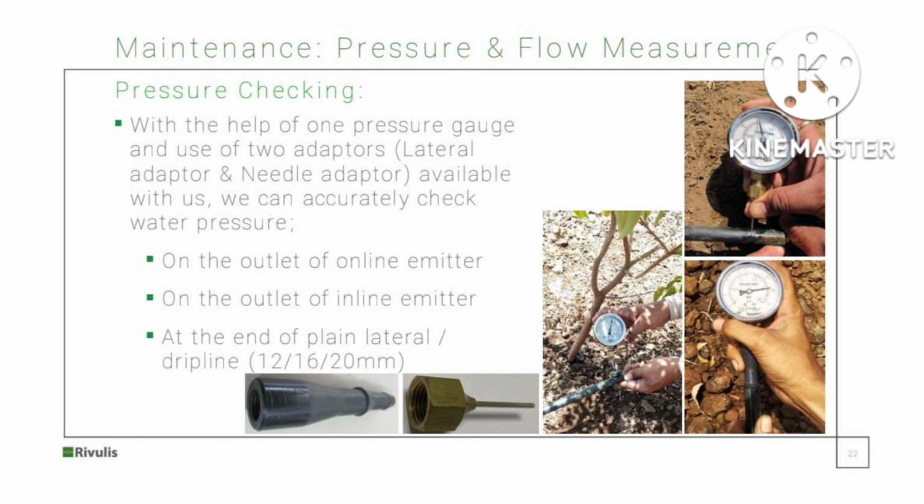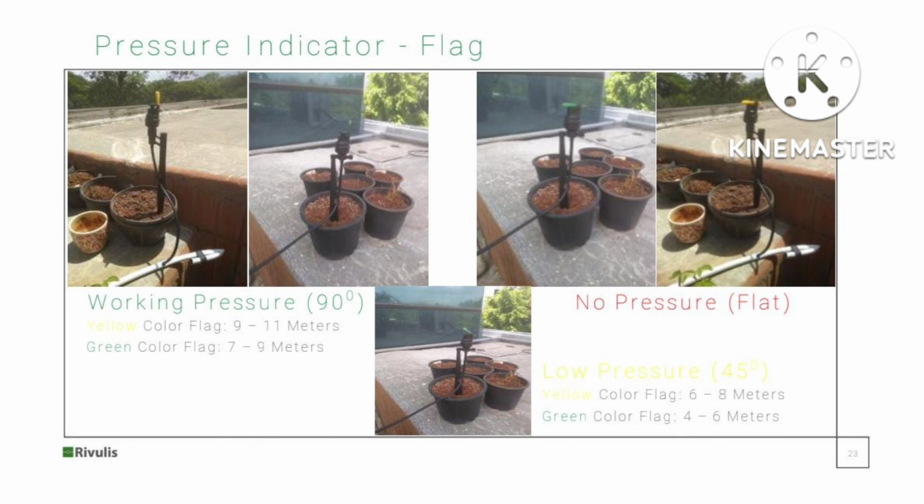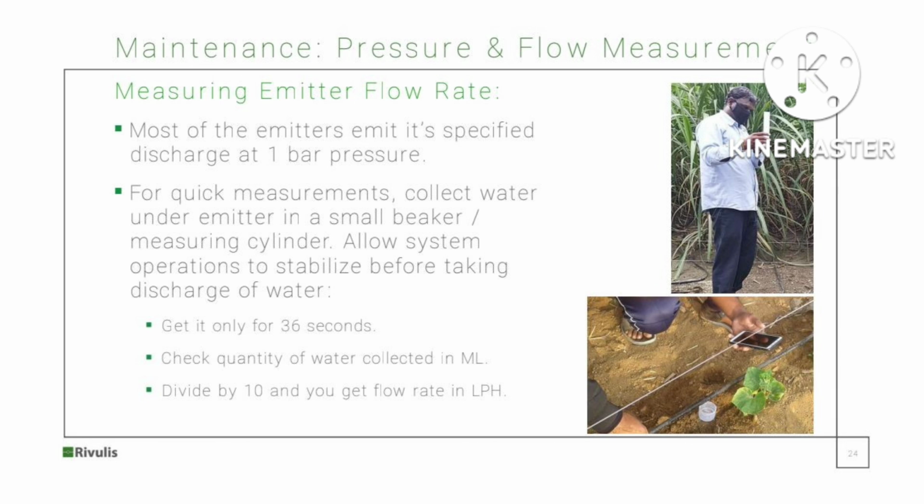Pressure checking. Pressure should be checked at the online dripper and at the end of the lateral. At the end of a plain lateral drip line: 12 mm, 16 mm and 20 mm. Working pressure color flags: green color flag, 7 to 9 meters; yellow color flag.